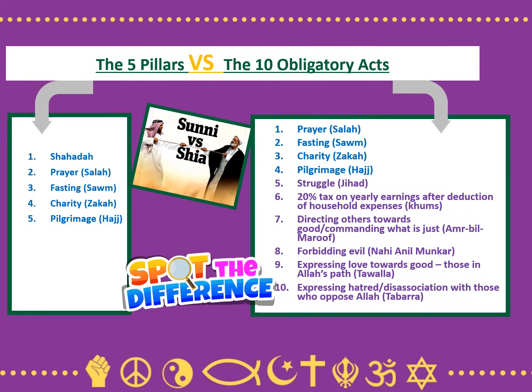Then they've got a few extra ones that you should try to remember for the purpose of the exam. Try to remember at least 2 or 3, as you could easily get a 5 marker or an 8 marker on any of these to say explain 2 obligatory acts. So you've got the 20% tax on yearly earnings, which is the Khums, directing others towards good, which is Amr bil Maruf, forbidding evil, Nahi anil Munkar, expressing love towards God, which is Tawalla, and then expressing hatred, which is Tabarra.